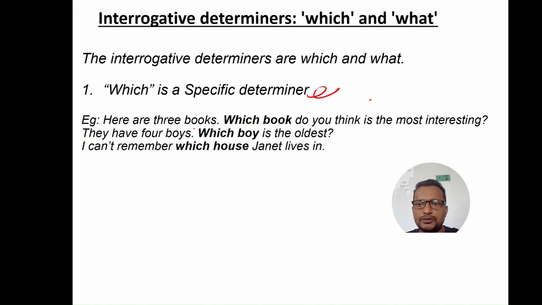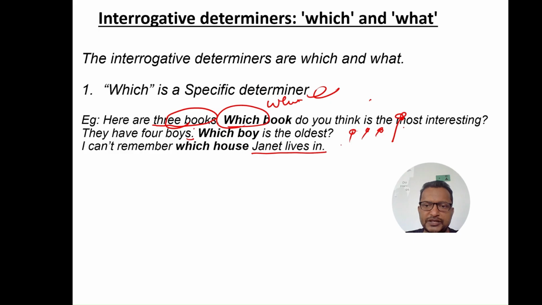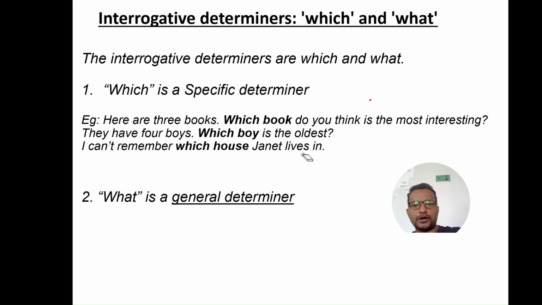Which book do you think is the most interesting? See, which comes. You will not say what book. So now you are comparing the interesting book among these 3 books only. You are not comparing with others. They have 4 boys. Which boy is the oldest? So among those 4 boys, you are referring to which one is the oldest, right? I can't remember which house Janet lives in, because this is specific. We already know. You cannot say what house, right? Which house. That is the correct way, because this is specific, because you already know the context and you need to choose from the given options.